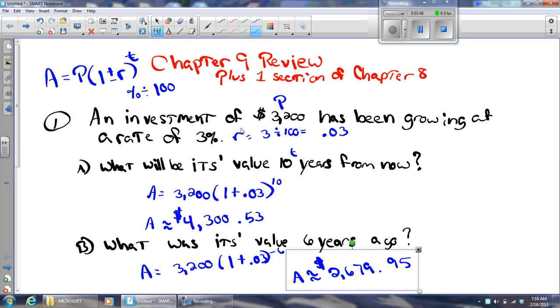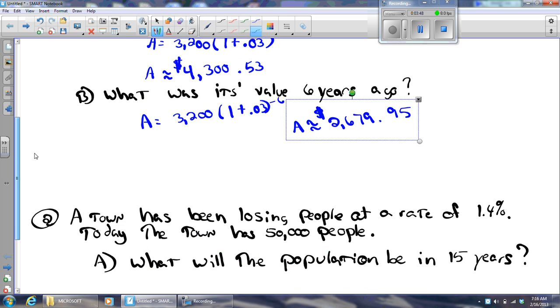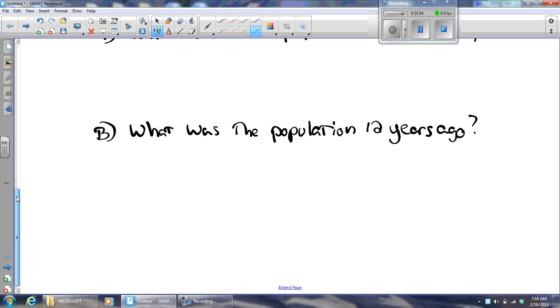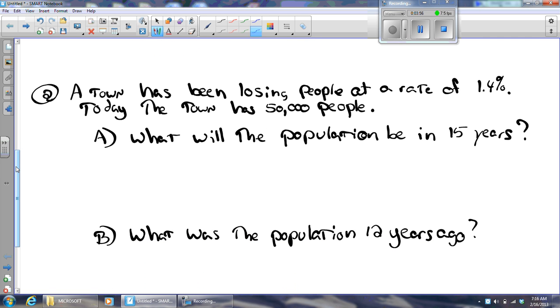All right, let's look at another example. This time we'll look at a decay example. We have a town that has been losing people at a rate of 1.4%. Well, that's R. Of course, I'm going to do 1.4 divided by 100, and so R will equal 0.014. Today the town has 50,000 people. That's my principal. And what will the population be in 15 years? Well, there's my T.